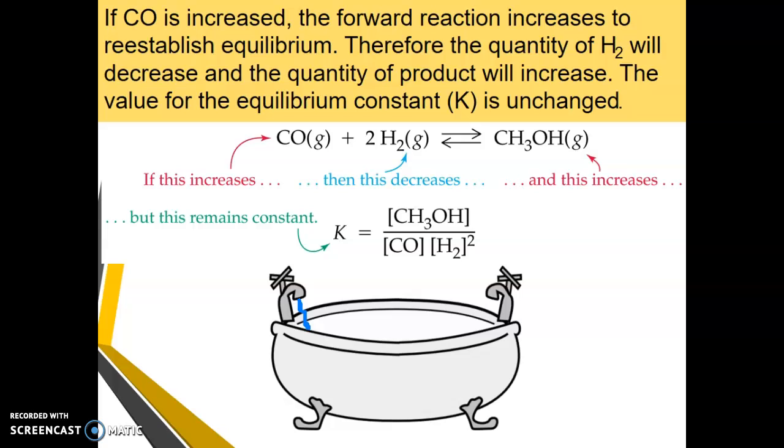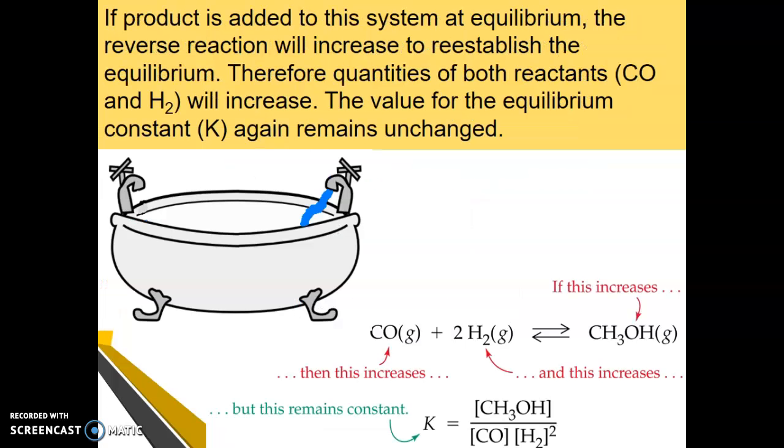So in the reaction of carbon monoxide and hydrogen to form CH3OH, if your carbon monoxide is increased, the forward reaction increases to reestablish equilibrium. Therefore, the quantity of H2 is going to decrease and the quantity of the product will increase. So basically, the more CO you add, the more H2 is also going to react, which is going to form more of this product. However, remember that your equilibrium constant stays the same.